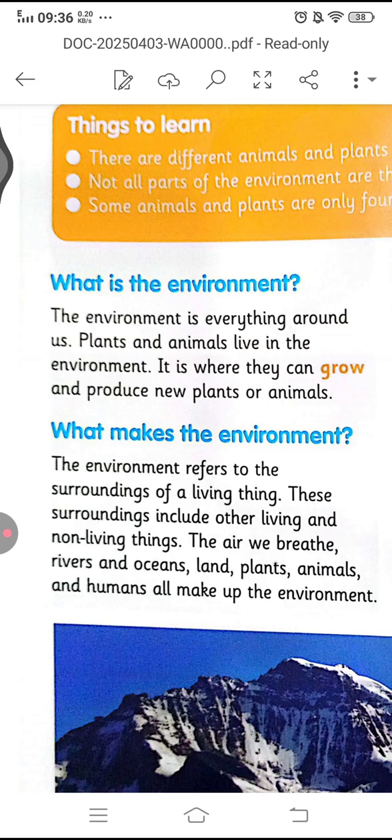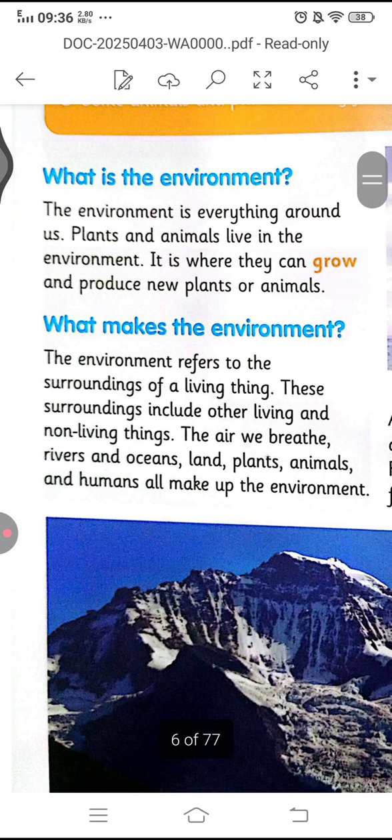What is environment? The environment is everything around us. Plants and animals live in their environment. It is where they can grow, they can reproduce, they can enlarge, and they can produce new plants and animals. What makes the environment? The environment refers to the surrounding of a living thing.